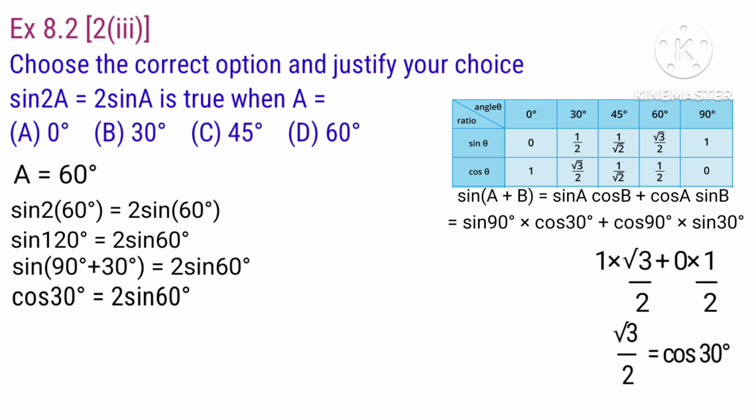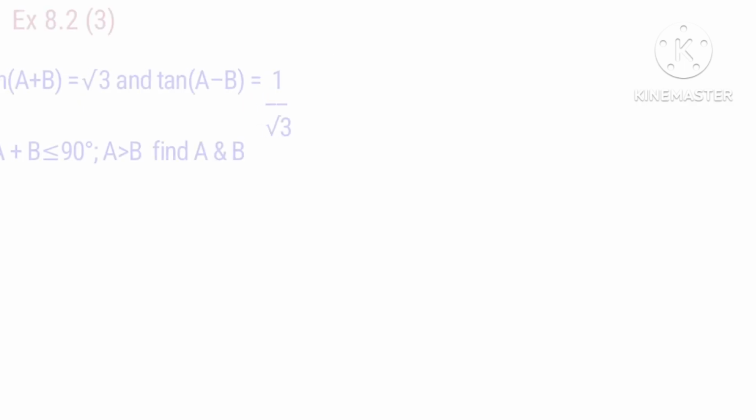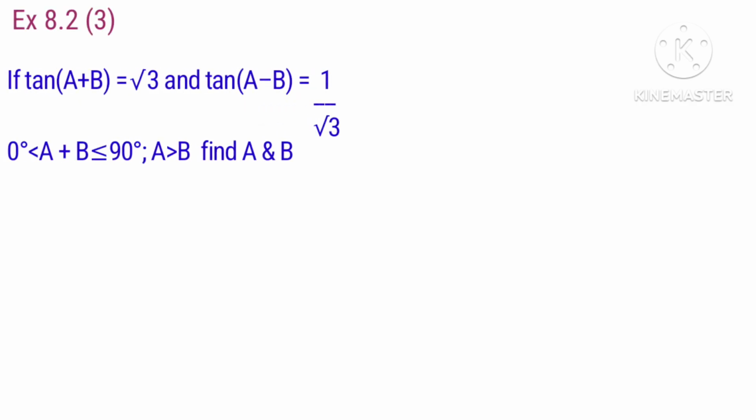That is equal to 2 sin 60 degree. So when we substitute the value, we'll get square root of 3 by 2 is equal to 2 into square root of 3 by 2. That is square root of 3 by 2 is equal to square root of 3. But square root of 3 divided by 2 is not equal to square root of 3. So option D is also not possible. So only option A is correct. So now we move on to our next question. If tan of A plus B is equal to square root of 3 and tan of A minus B is equal to 1 divided by square root of 3.